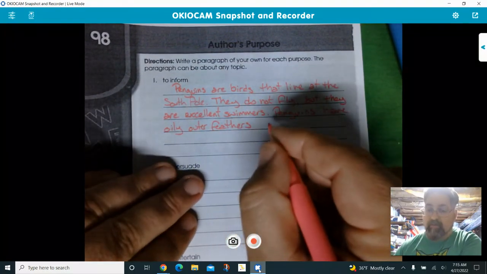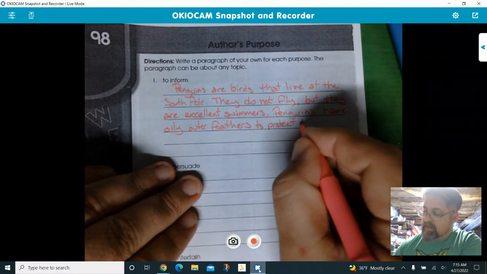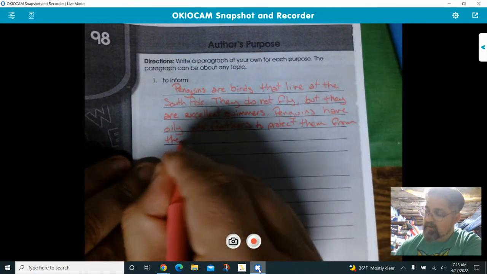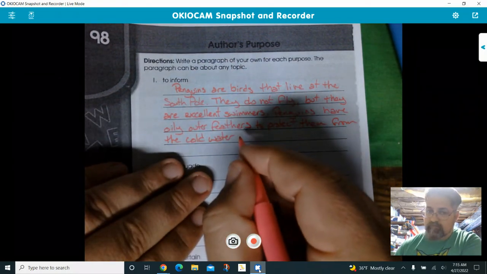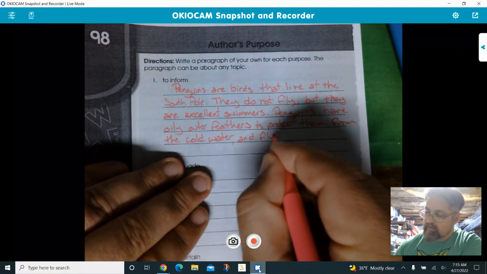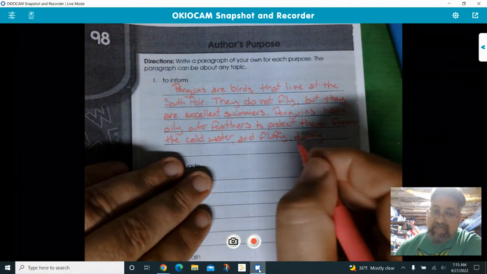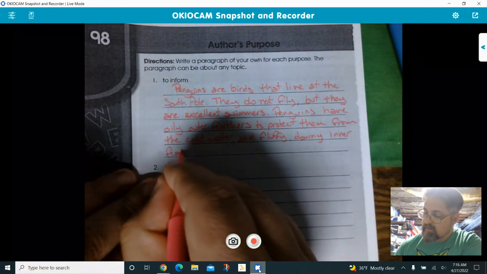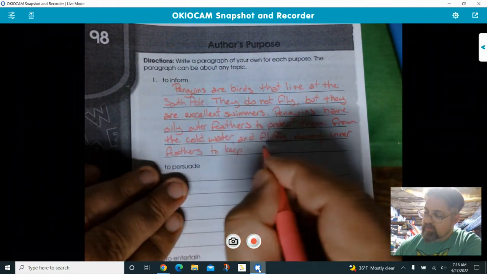Penguins have oily outer feathers to protect them from the cold water and fluffy, downy inner feathers to keep them warm.